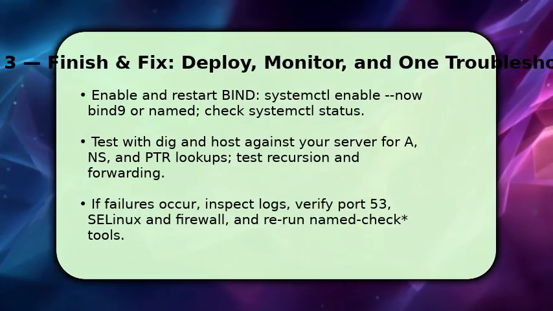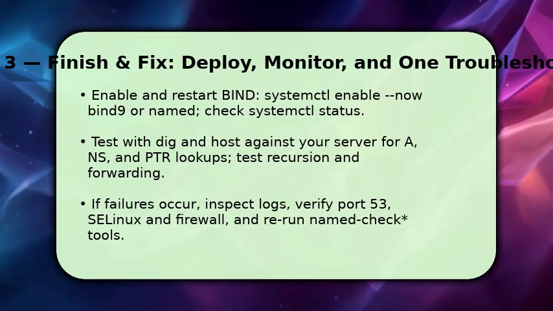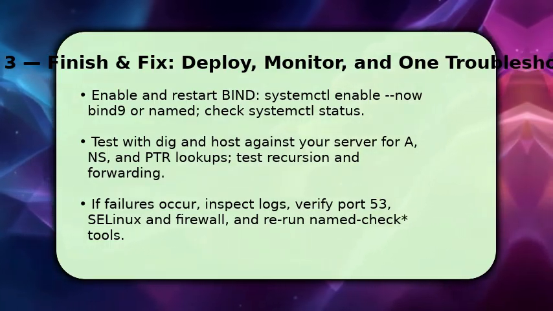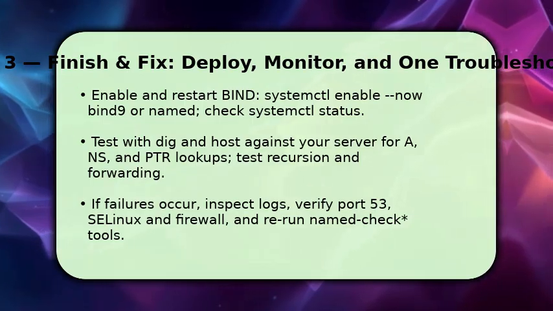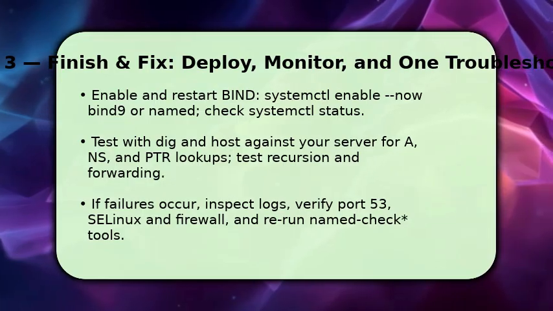Start and enable the service now. Run systemctl enable --now bind9 and confirm systemctl status shows running. Test with dig @your-server example.com A, dig @your-server example.com NS, and dig -x IP for reverse. Confirm responses and recursion behavior.